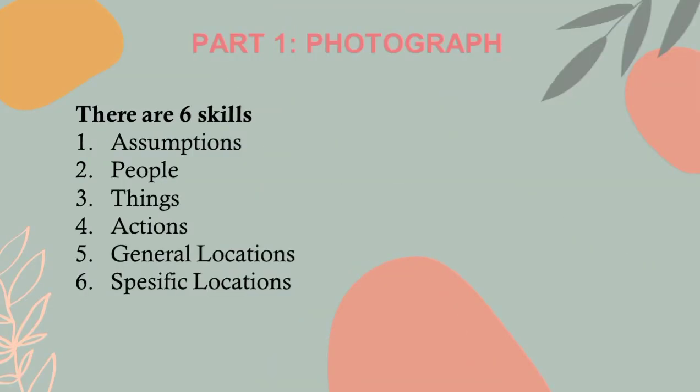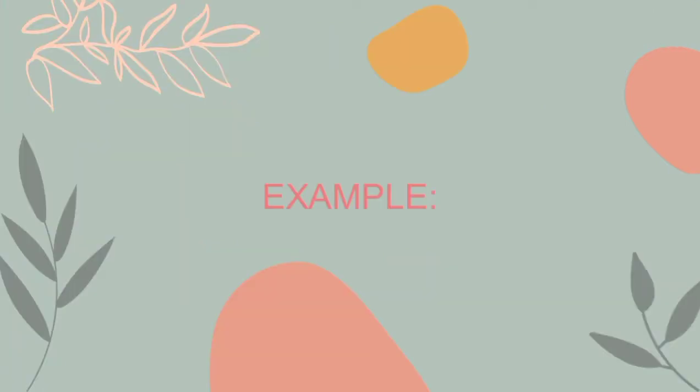Moving to listening skills. Part 1, photographs. There are 6 skills: 1 is assumptions, 2 is people, 3 is things, 4 is actions, 5 is general locations, and 6 is specific locations. Look at the examples.